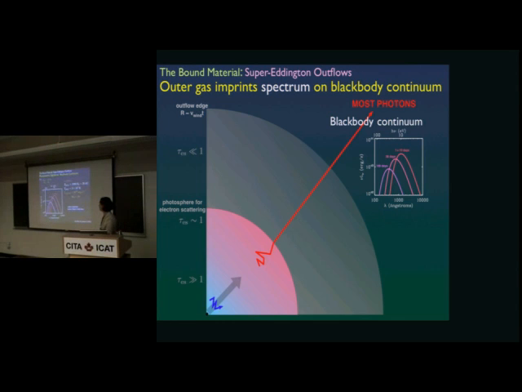And then additionally, the outflow gives another important signature, which is a spectroscopic signature. So the idea is that this is a diagram of the outflow. Here's the photosphere for electron scattering.